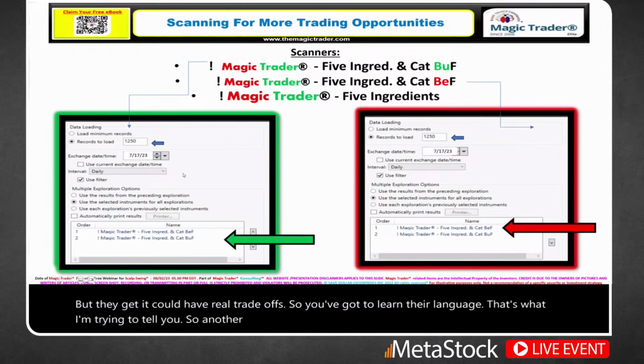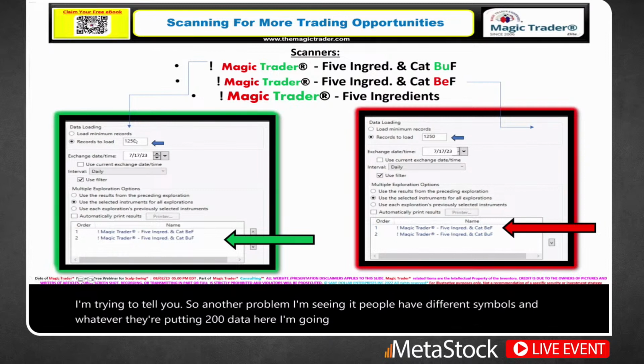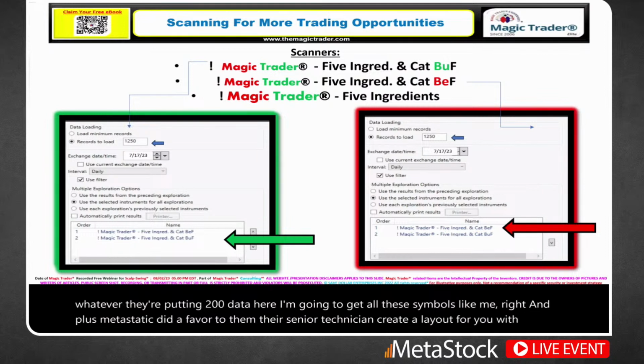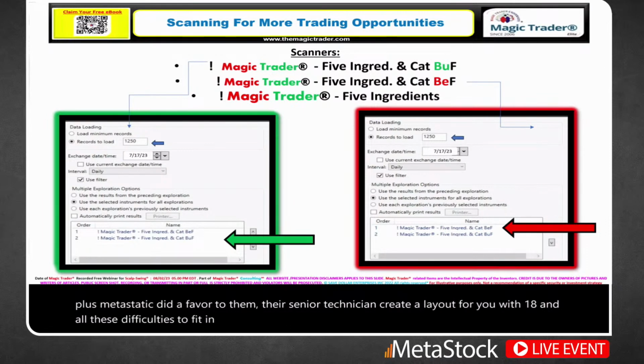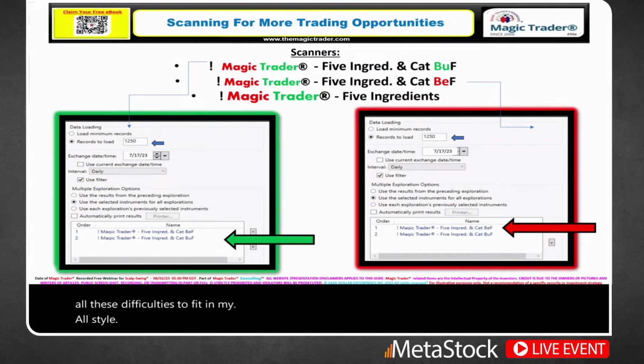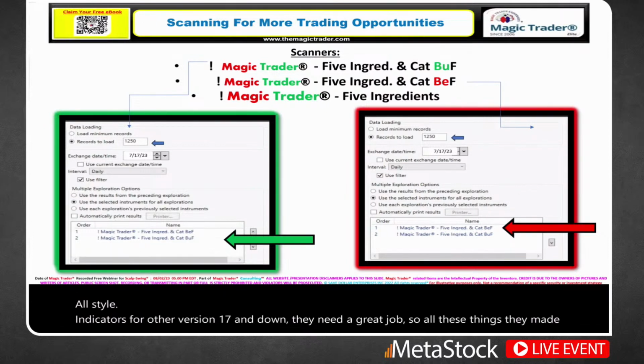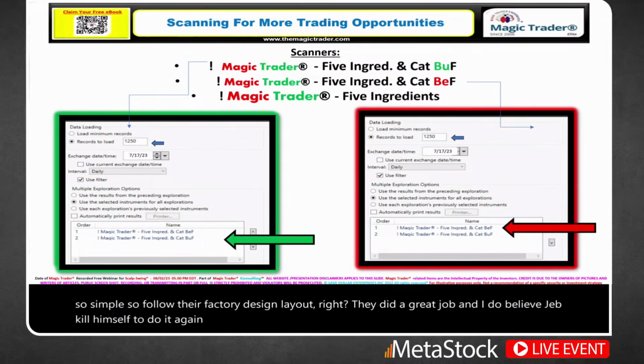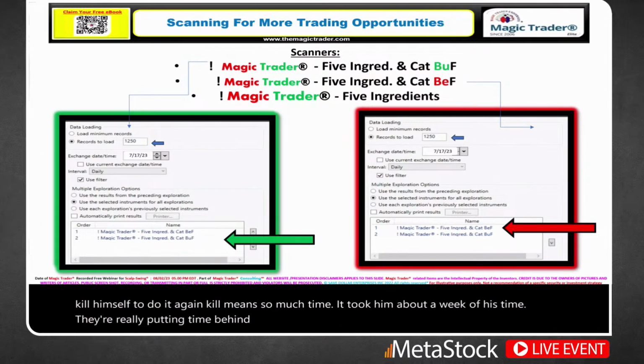Another problem I'm seeing is people have different symbols and whatever. They're putting in 200 data here. I'm going to get all the symbols like me, right? And plus, MetaStock did a favor for them. Their senior technician created a layout for you with version 18. With all these difficulties to fit in my old style indicators for other versions, 17 and down, they did a great job. They made it so simple. So follow their factory design layout, right? They did a great job. And I do believe Jeff killed himself to do it. It took him about a week of his time. So they're really putting time behind the scenes to make it work.